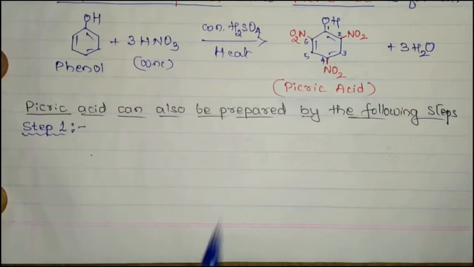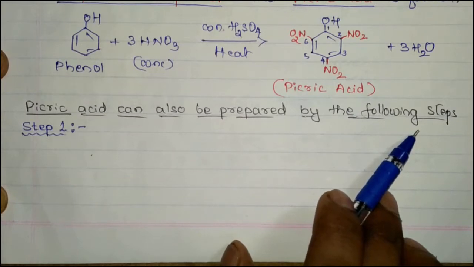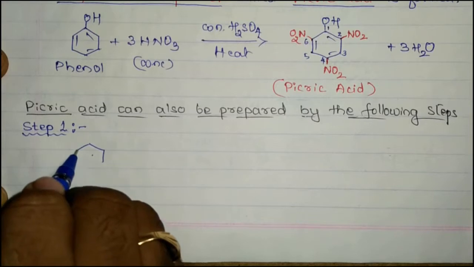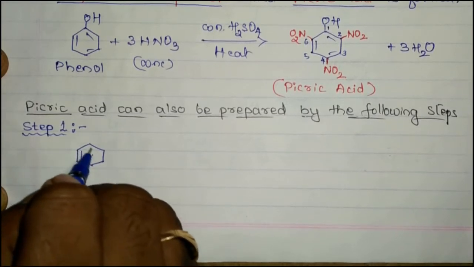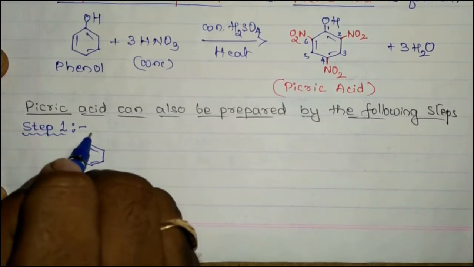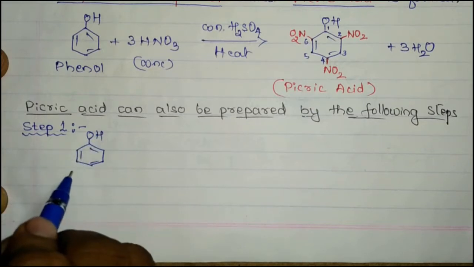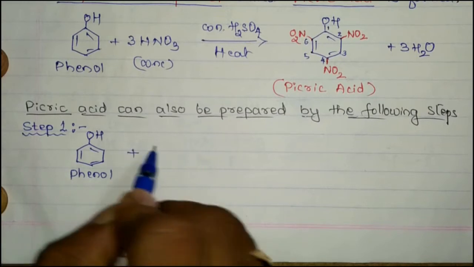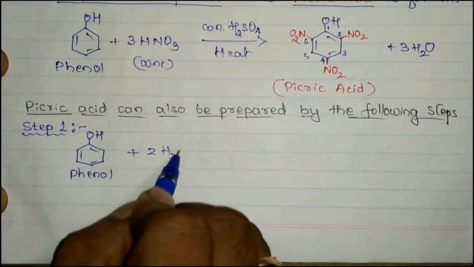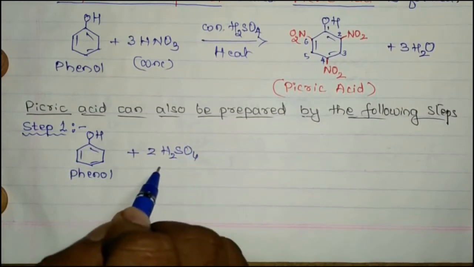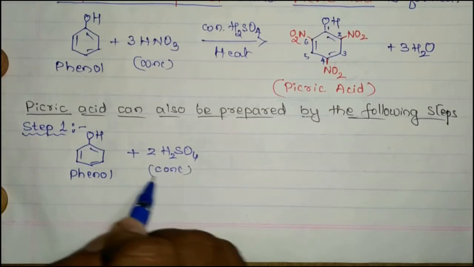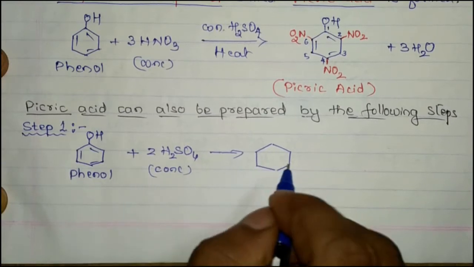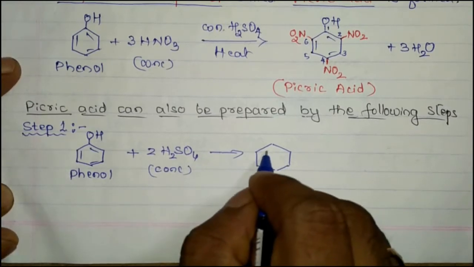Picric acid can also be prepared by the following two steps. In the first step, phenol is treated with concentrated sulfuric acid. You are going to get phenol 2,4-disulfonic acid.